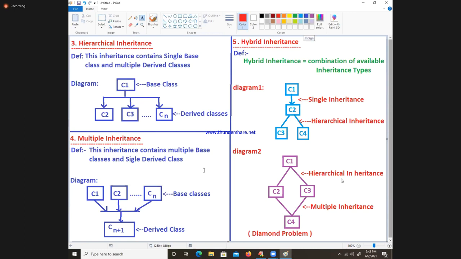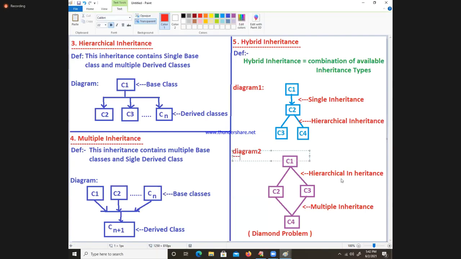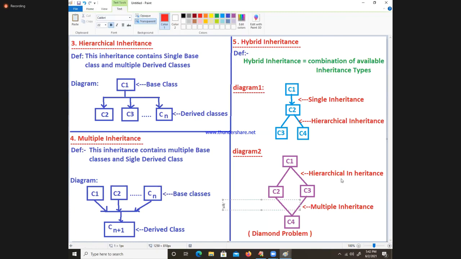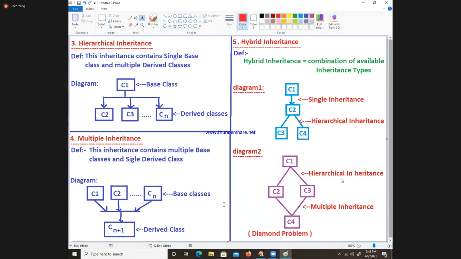I'm going to give you diagram number 1, diagram number 2. Do you understand this hybrid inheritance, all of you? How many types of inheritances are there? 5 types. Number 1, single inheritance, multi-level inheritance, hierarchical inheritance, multiple inheritance, hybrid inheritance.